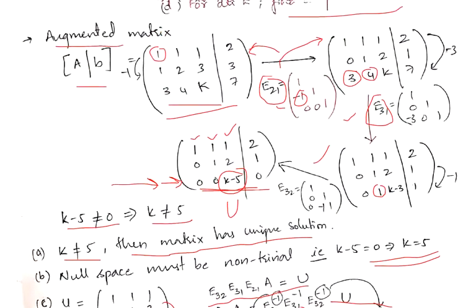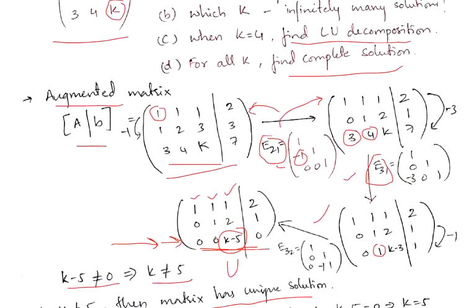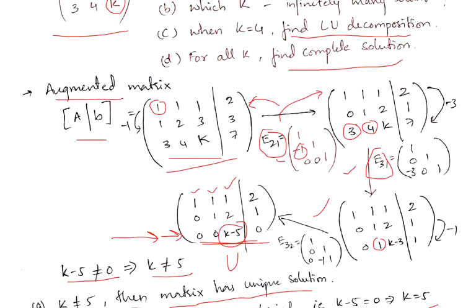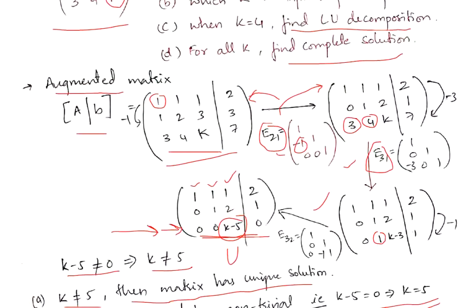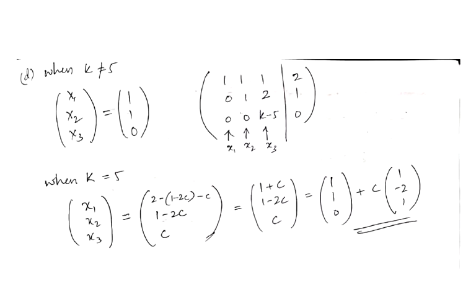Okay, so the next question is, for all K find the complete solution. What are the possibilities for the values of K? It can be equal to 5, or it is not equal to 5. So these are the two conditions. How will you solve that? We will consider two conditions. One is when K is not equal to 5.